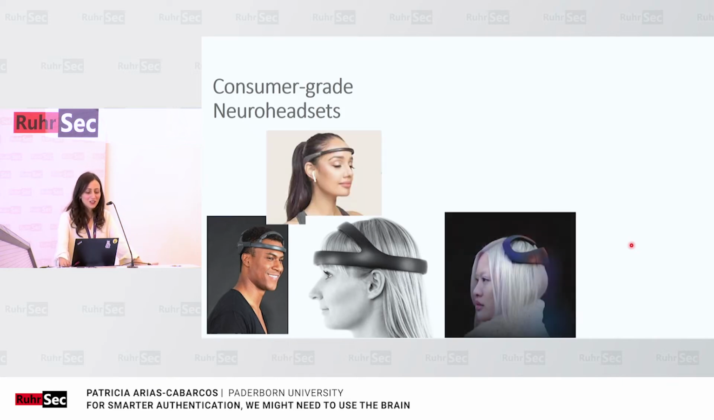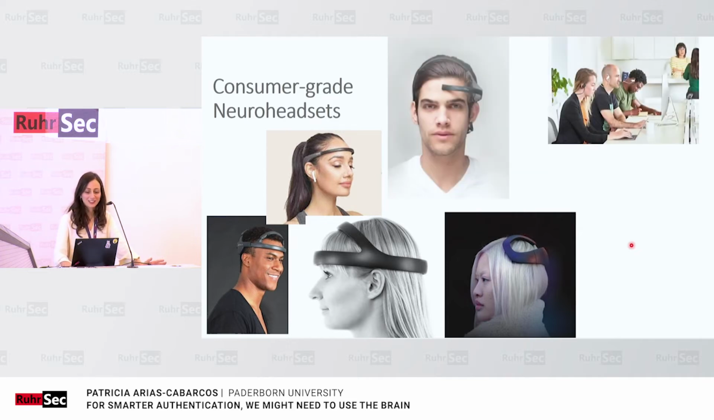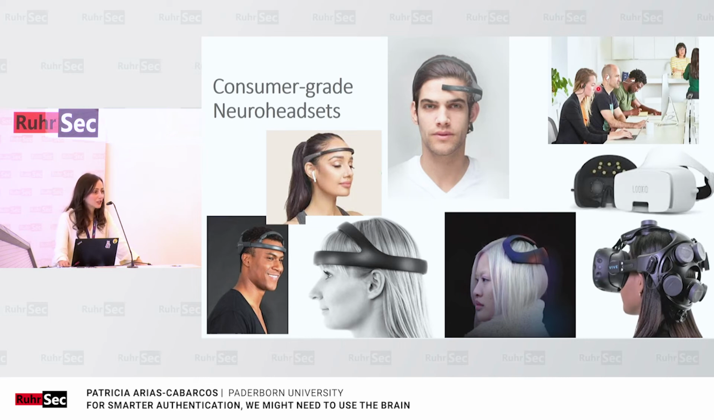Then we have some more fashionable. We have others that are kind of discrete. Here we have in-ear sensors that resemble the type of things that we can wear normally. And there are even virtual reality vendors, including EEG sensors in their products. So there is a whole landscape of neurotechnology out there. And because of this, we see that it can be a more plausible possibility to have authentication based on brainwaves.